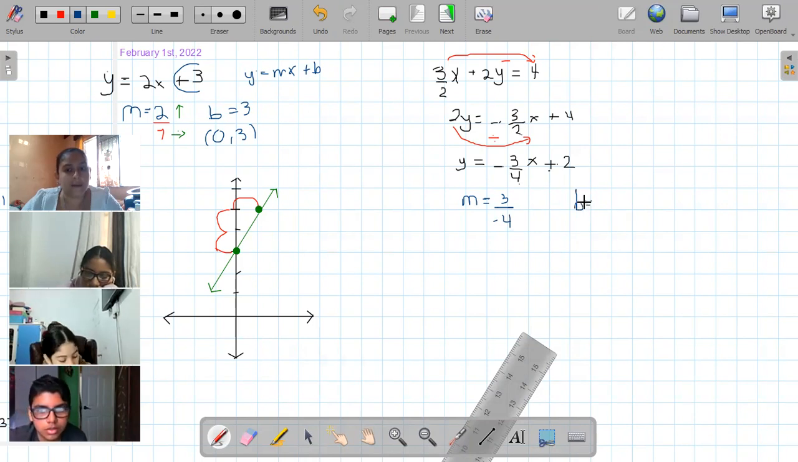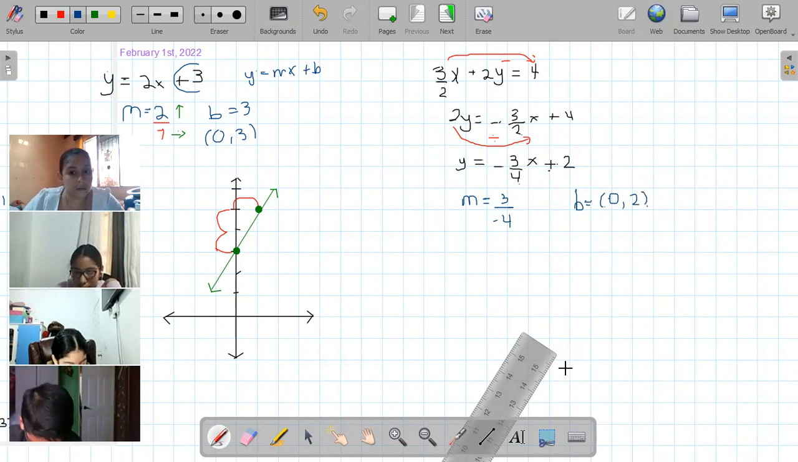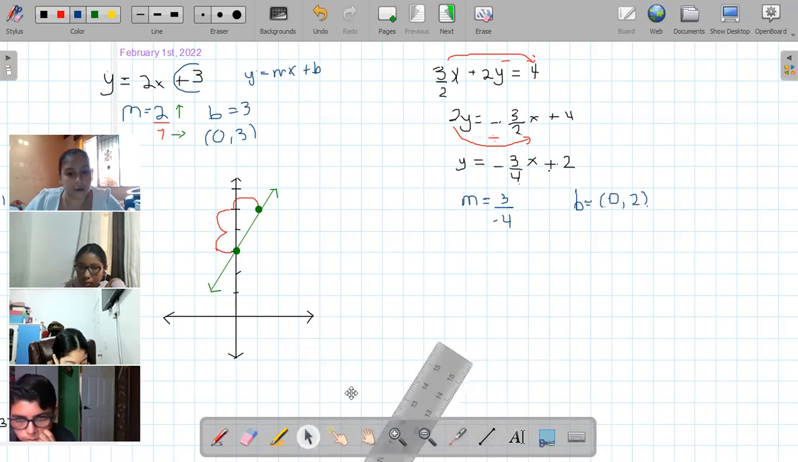And in this case, I'm going to write it as an ordered pair from the beginning. So I'm going to say that this is 0, what? 2. 0, 2. Very good. And that is my intercept. So now I'm going to work with my graph. I'm ready to work with my graph.